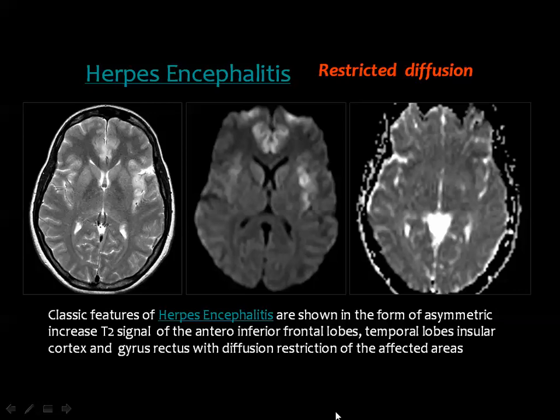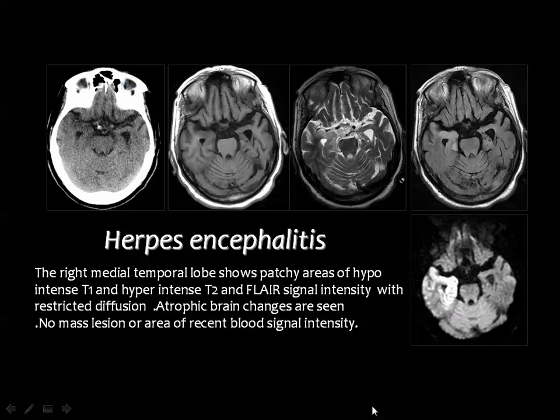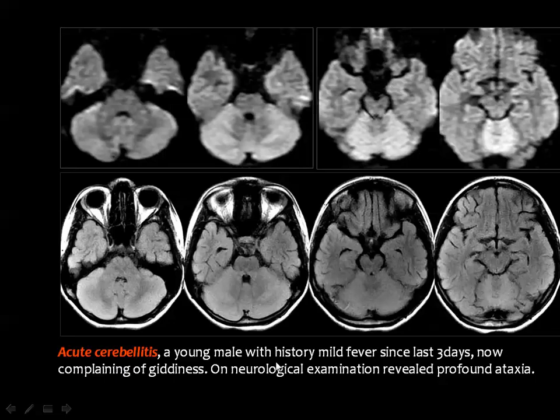And this is herpes encephalitis in the right temporal lobe or the insular ribbon, and also in the frontal area. But you see in the diffusion weighted images, the restricted diffusion here and there. And of course, the low signal in the ADC map. A case of right-sided temporal lobe herpes encephalitis, and this is CT, T1, T2, FLAIR, and restricted diffusion in the DWI with very bright signal in the temporal lobe.